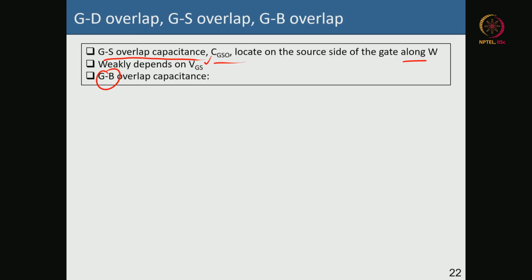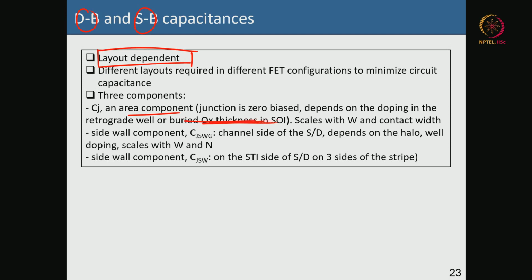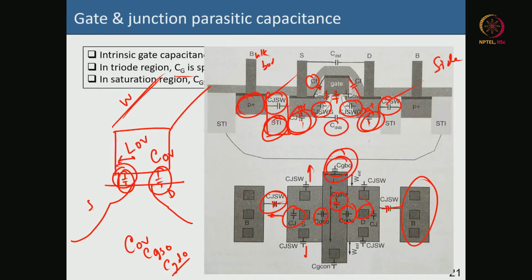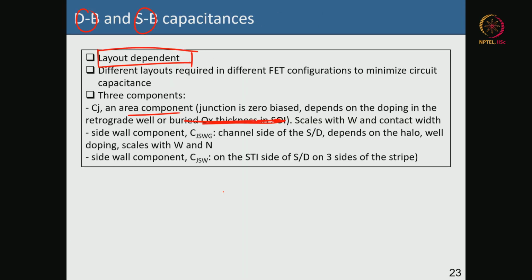Ignore the oxide part, because we have not yet come to SOI; we will come to SOI. It depends on the doping in the well. This well may also have a retrograde doping. So it depends on the doping of the well, and it is a zero bias capacitance. It is like an N plus, and then there is a P region, the P well. So this capacitance is the junction capacitance. That is great, not a problem. It depends, of course, on W and the contact width.